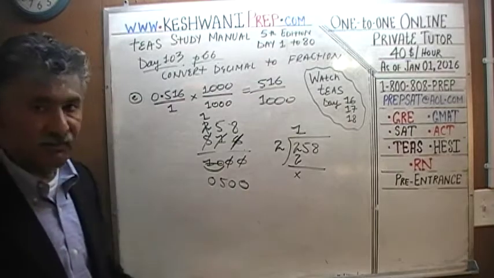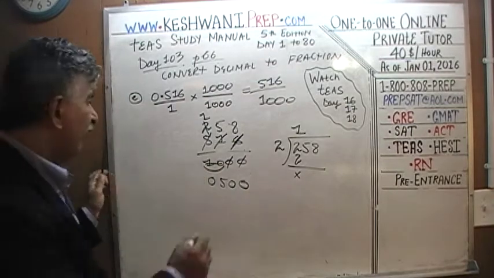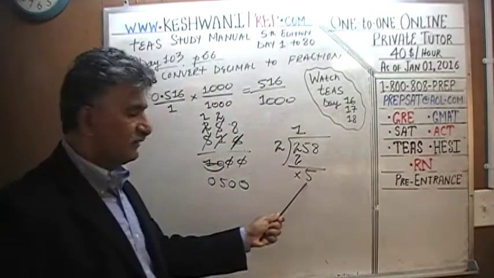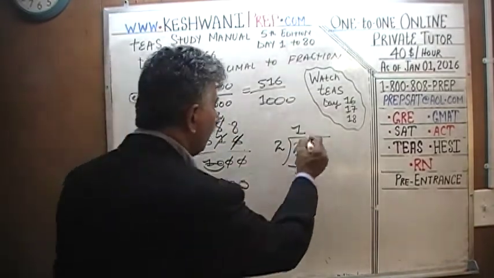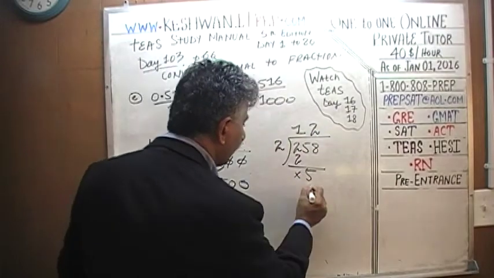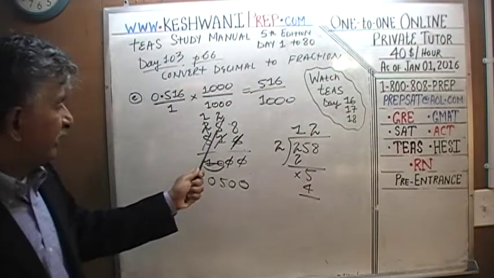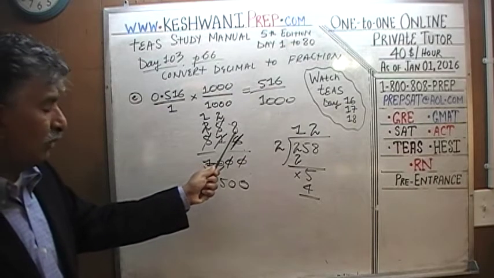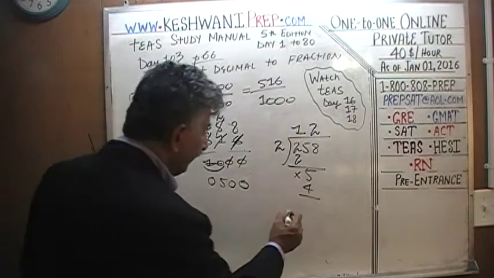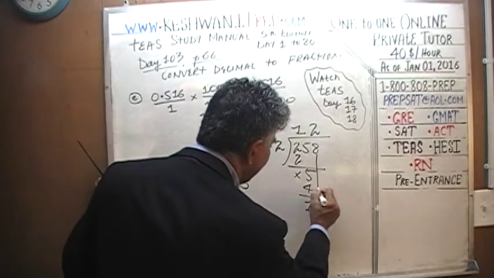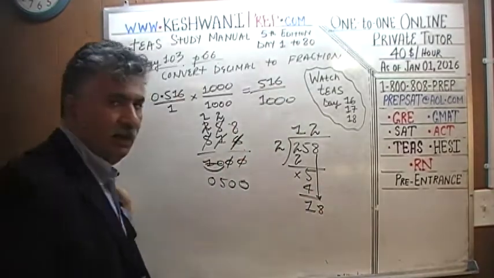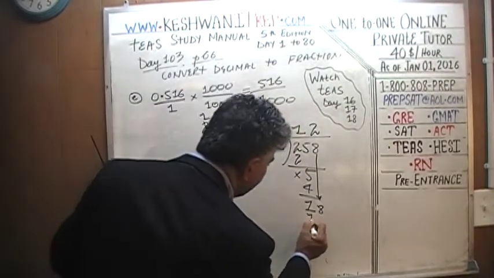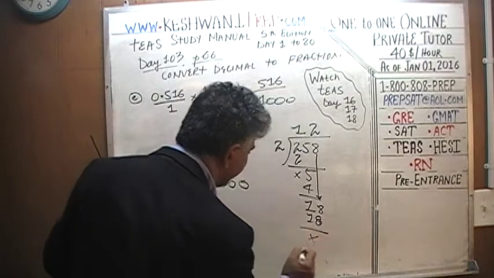Now we move on to 5. How many 2's does 5 have? 5 has 2 twos. So we bring this 5 down. 2 twos are 4. After we take away 4 from the 5, we have a remainder of 1. What happens to that 1? That remainder of 1 is going to go and join the 8 and become 18. And how many 2's does 18 have? 18 has 9 twos. There you go. That's where the story ends.